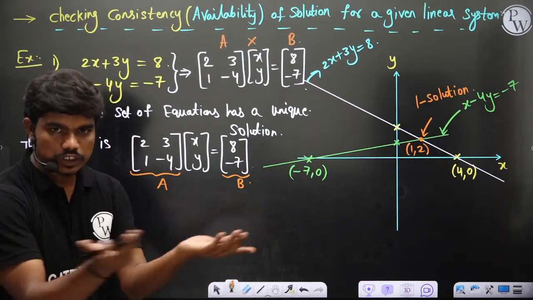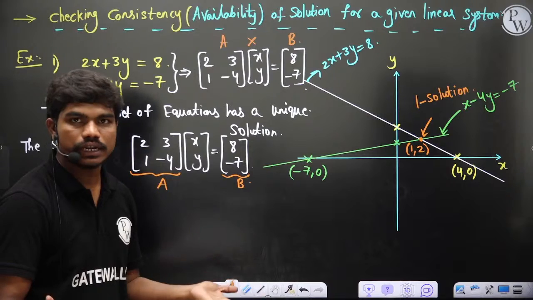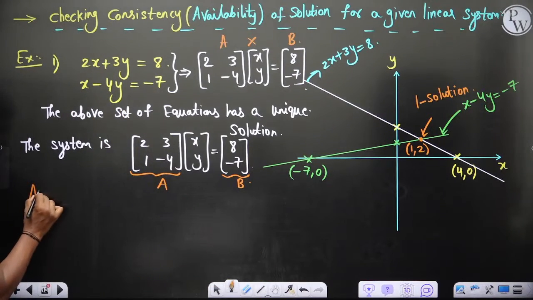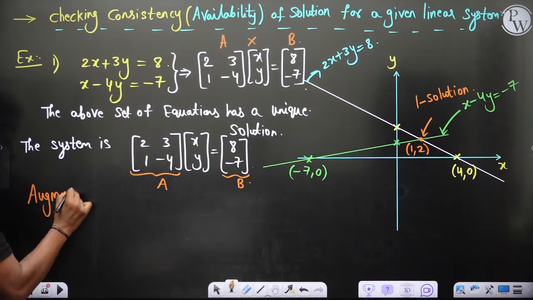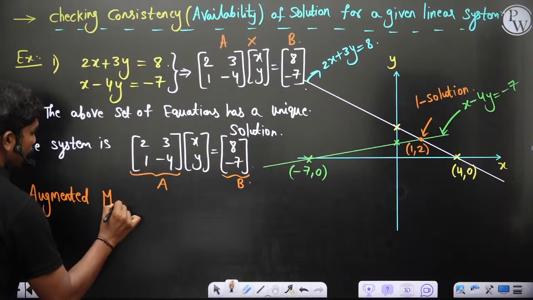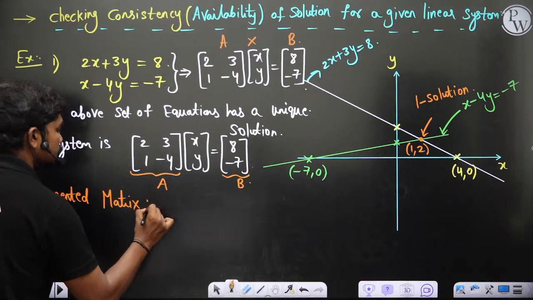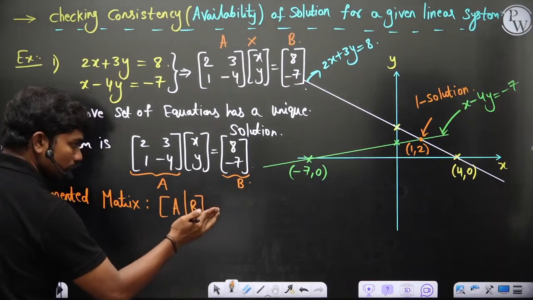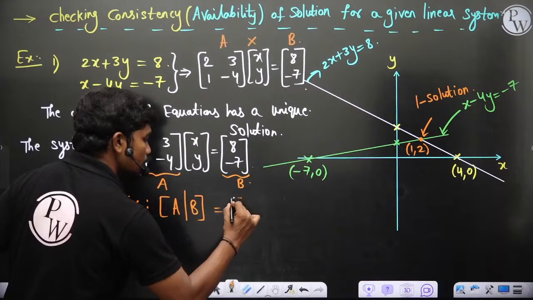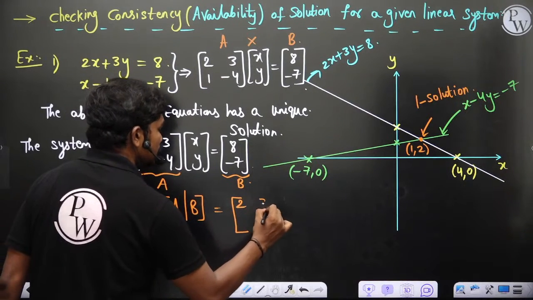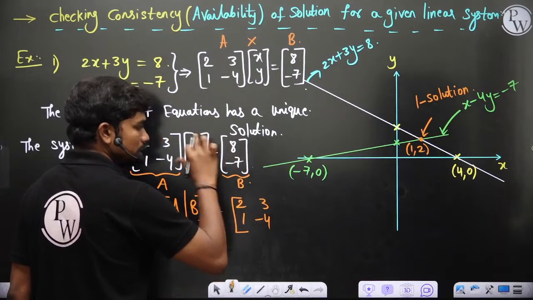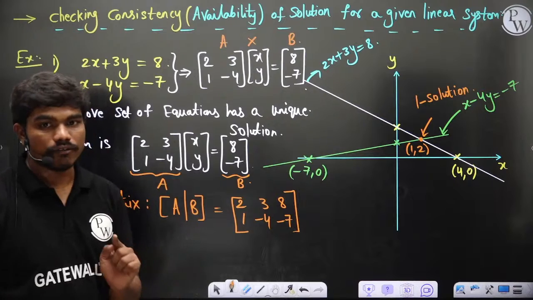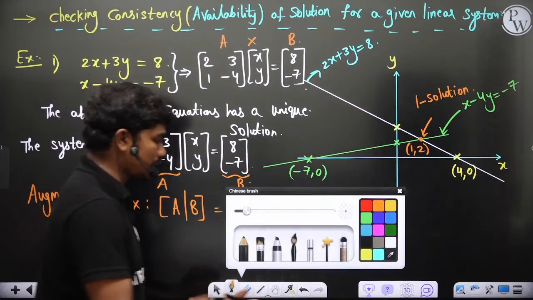You know, augmentation means joining. Okay, now you might have heard this word in English. Augmentation means actually augmenting, so joining. So the augmented matrix is nothing but A augmented with B, means you have joined this column vector B to the actual A matrix, which gives you something like 2, 3, 1, minus 4. Then you have to add this column to here, so 8 and minus 7. This is the matrix.